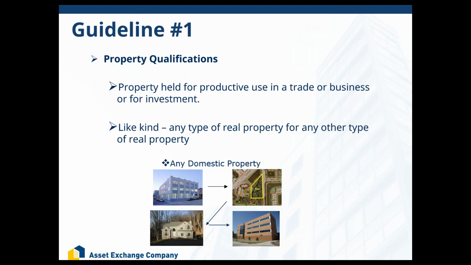Okay, now, the property qualifications. Again, what type of property can you do a 1031 exchange on? Any type of real property that you use in your trade or business, or you hold for investment, and you can exchange it for any other type of like kind property, which is what? Any type of real property that you use in your trade or business or that you hold for investment. And where can those properties be located? Anywhere in the United States, including Guam or the U.S. Virgin Islands. Remember, property in Puerto Rico is not included in that number.